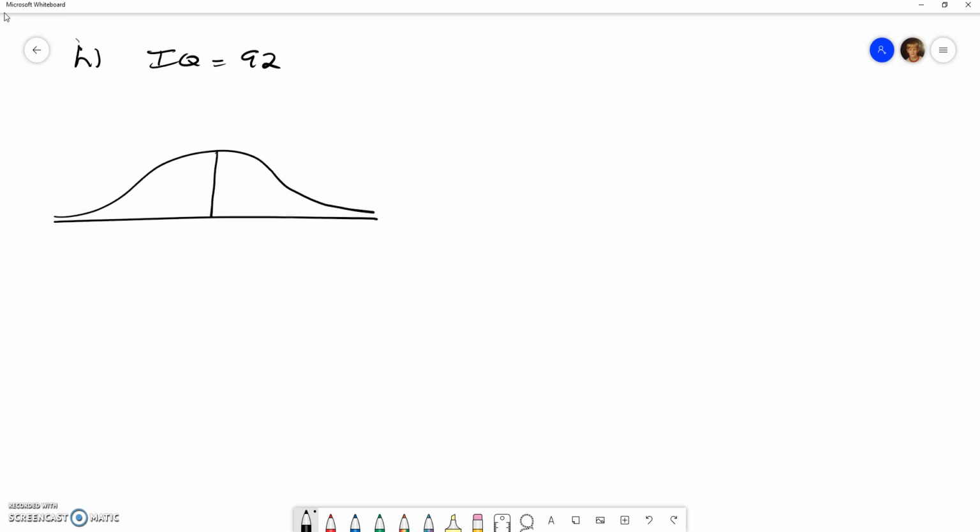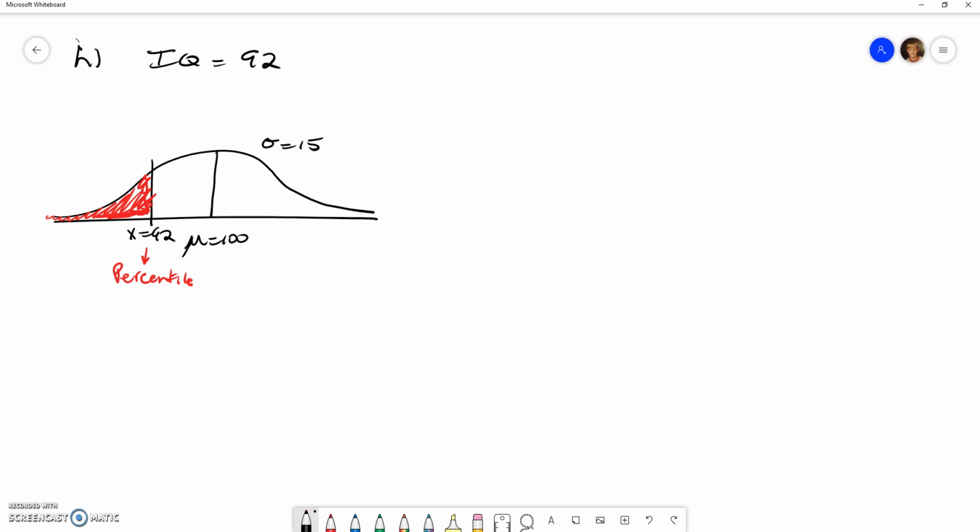There's a normal distribution. Average 100. Standard deviation is 15, and 92 is going to be on this side. There's x equals 92. Percentile is always read from looking at the far left. So this person with an IQ of 92 has an IQ greater than what percentage of the population? So basically, what is that percentile?